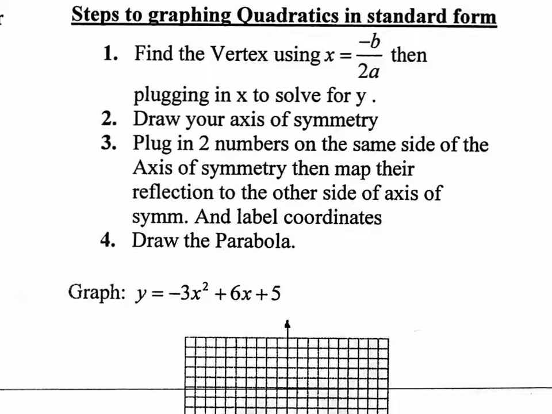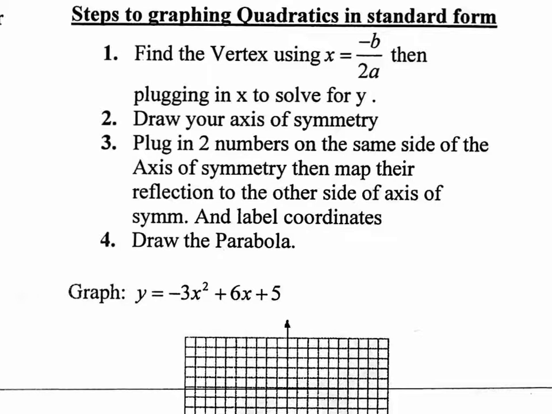So step one, it says find the vertex using the vertex formula. And then, of course, once you get an answer for x, you plug it in to x to solve for y. After that, step two, draw your axis of symmetry. It's just drawing a vertical line right through that vertex. Step three, plug in some numbers with an xy table. And it does say on the same side of the axis of symmetry, on the same side of your vertex.